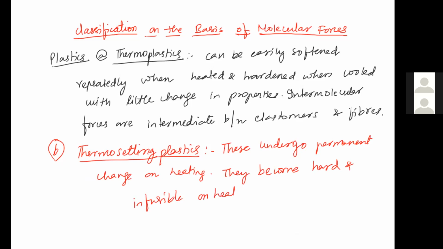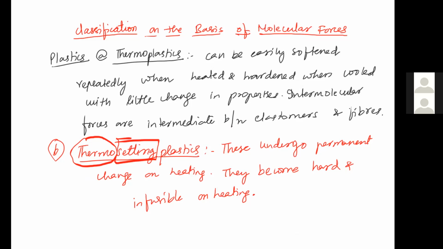The way I remember thermosetting is like thermo, heat. Once you heat it, it gets settled. Then you cannot reset it. You cannot reuse it. Heating it, getting the plastic melted, and again forming our desired shape is not possible. But thermoplastics, it's like you make a toy out of it. You can easily soften it again, repeatedly, and use it for other purposes. But thermosetting plastics undergo a permanent change. Once you heat it in one shape, it's over. It becomes hard and infusible on heating.